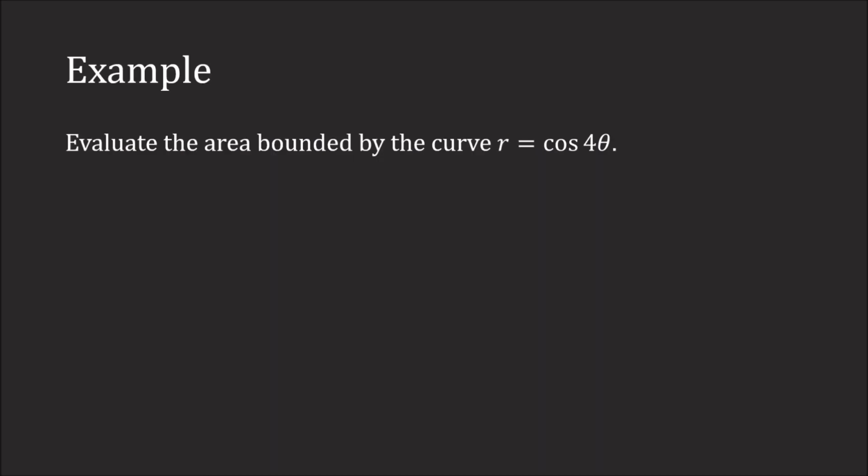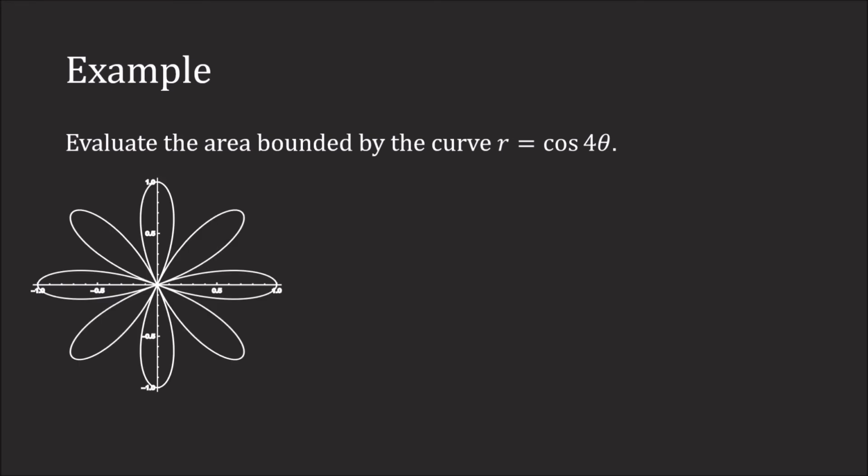So we want to evaluate the area bounded by the curve r equals 4 cosine of theta. Now this is what this curve looks like. If you notice, we have 8 petals, 1, 2, 3, 4, 5, 6, 7, 8. The area in each of these petals is going to be identical. So what we can do is just take one of these petals, calculate the area in it, and then multiply by 8.